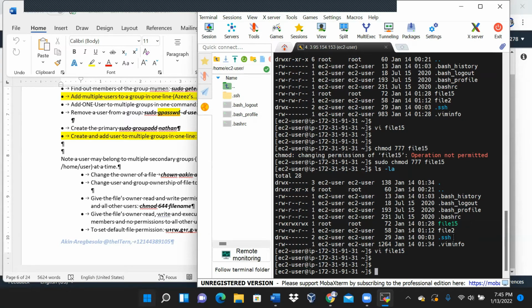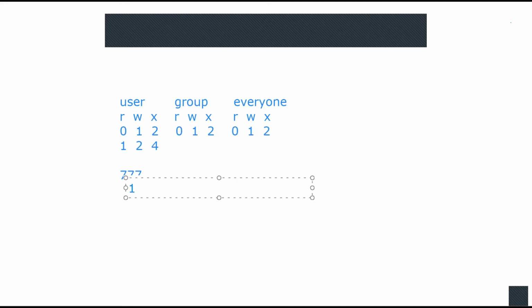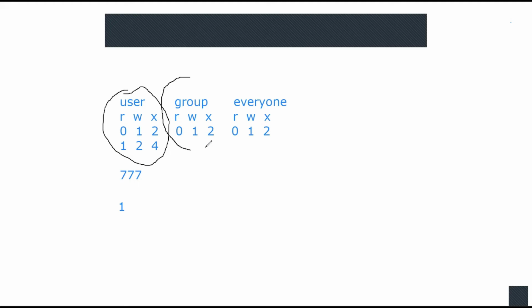If I don't want anybody to be able to execute this file, I just want them to be able to read, then what will I do? Let me quickly go and check. I'll come back here. For anybody to be able to read a file only, I take 1. I put 1, and then the rest I put 0. So for the whole user, I write only 1. For the group, I don't want them to be able to do anything. They should not be able to read, they should not be able to write, they should not be able to execute. So I put 0.